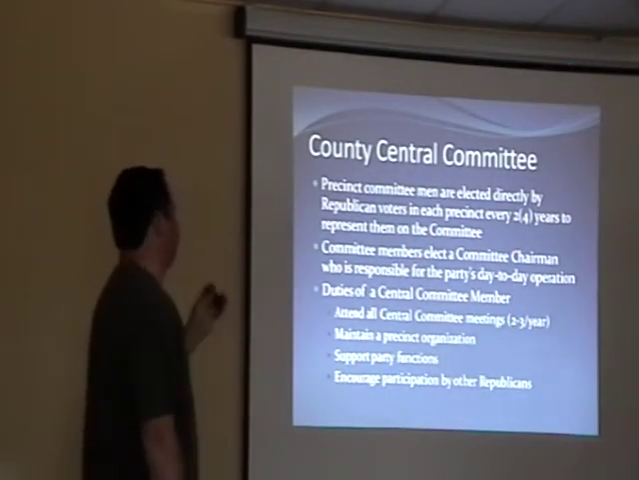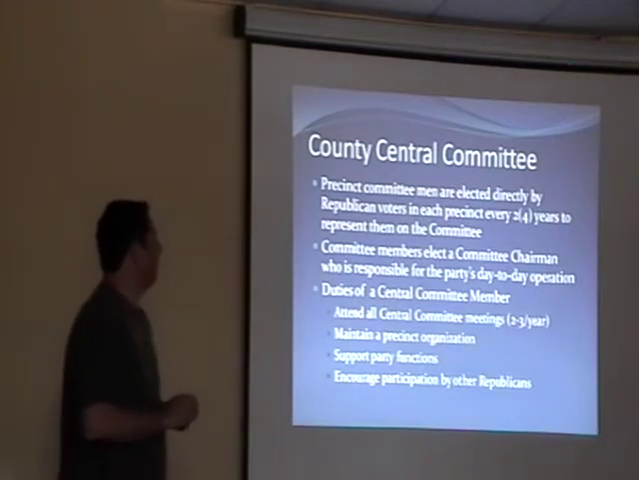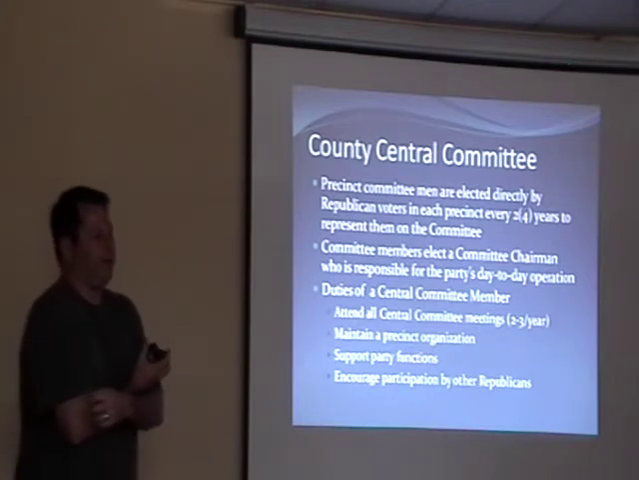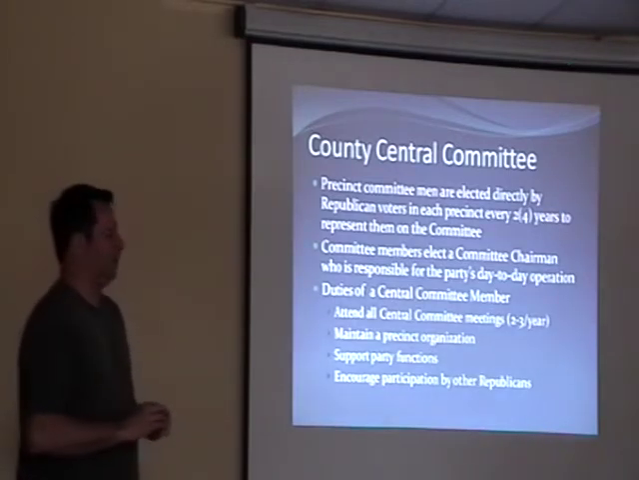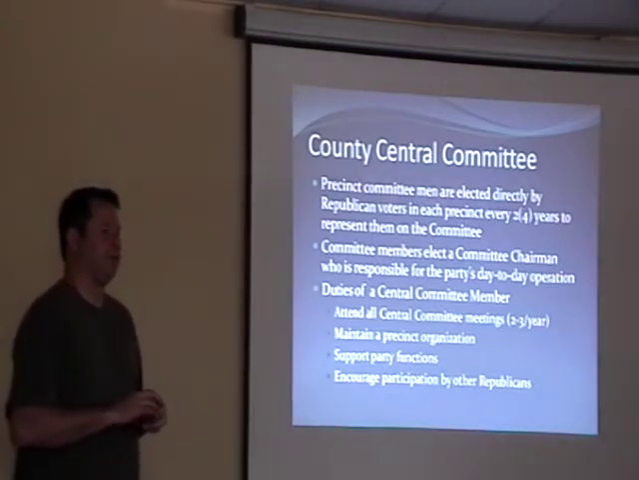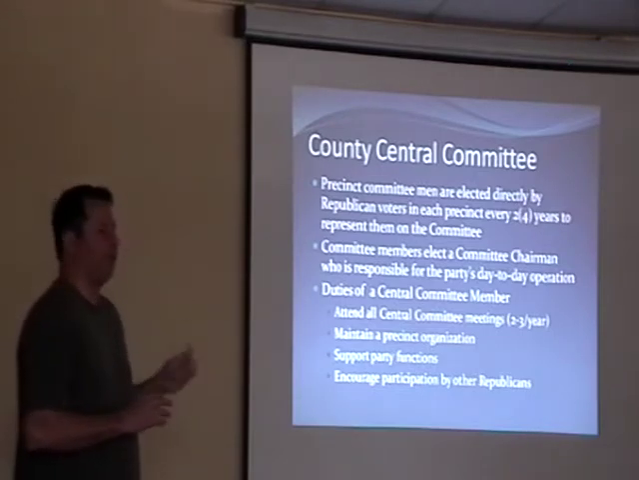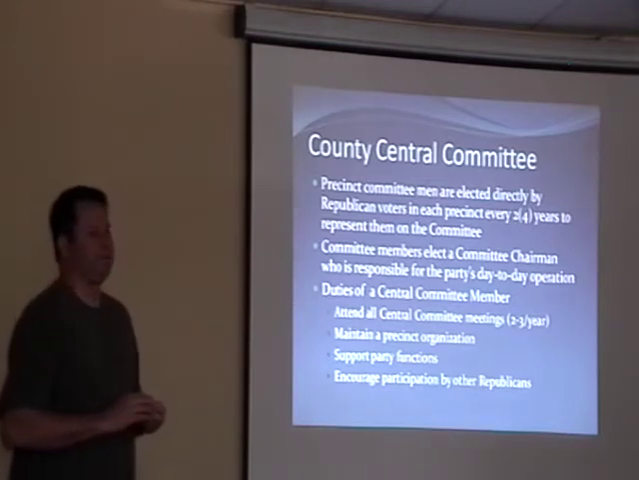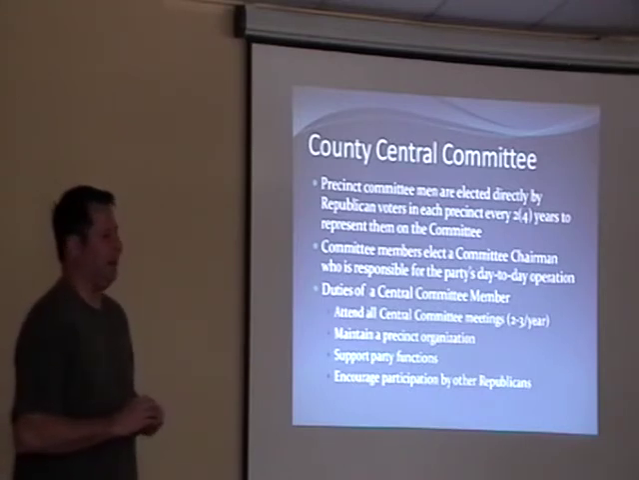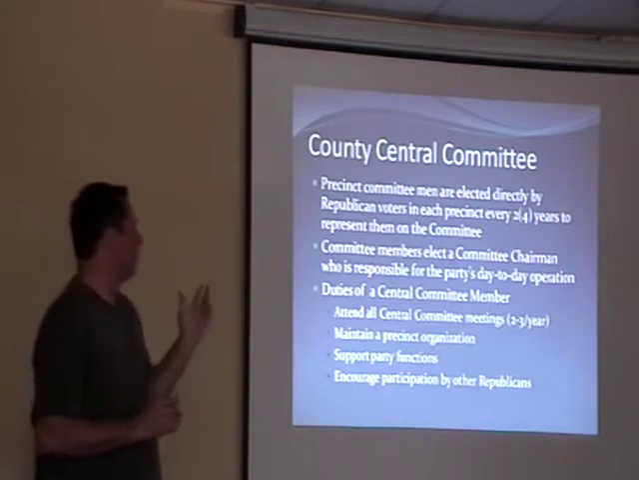How this matches up with a party central committee is that every 2 to 4 years, depending on what county you live in, precinct committee people are elected directly by the Republican voters in that precinct. In Cuyahoga County it's every 4 years, every presidential election cycle. It's not hard to get on the ballot if you want to become a committee person. You need a handful of signatures from Republican voters, and then your name will appear on the ballot in the primary, same as Ron Paul's. Then you go out and canvass your neighborhoods and try to secure votes so you can become a committee person.